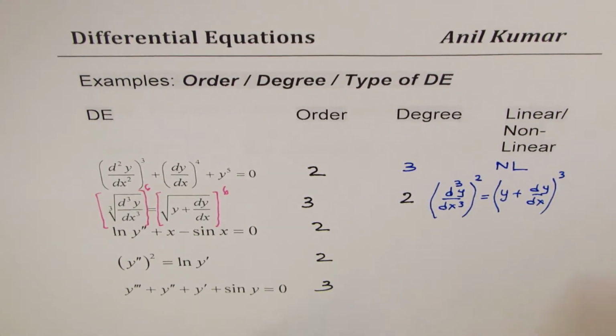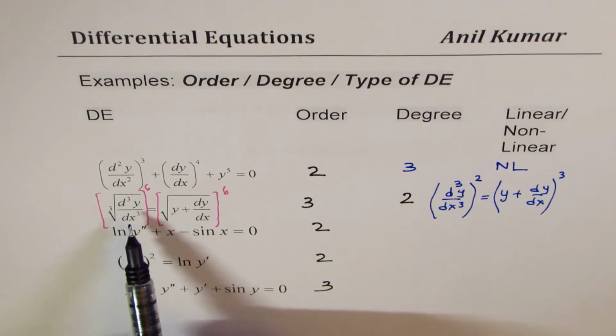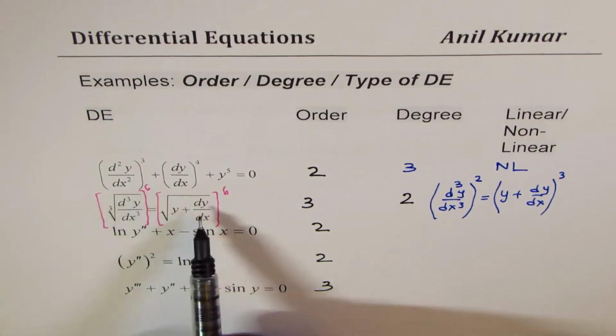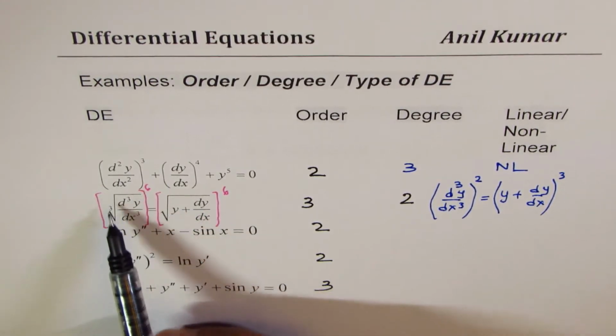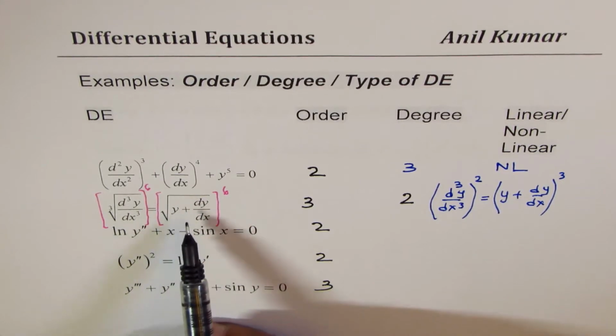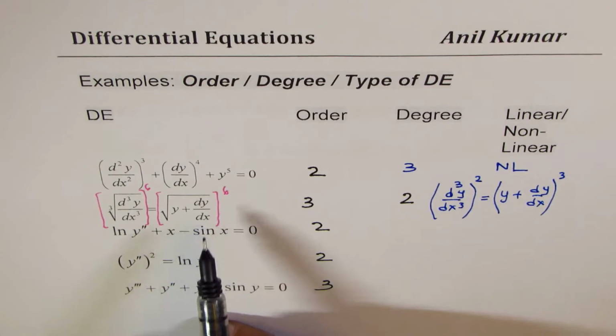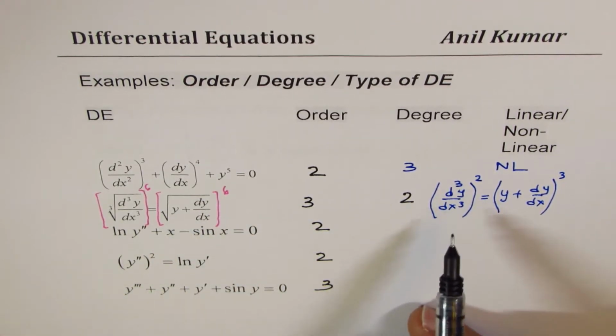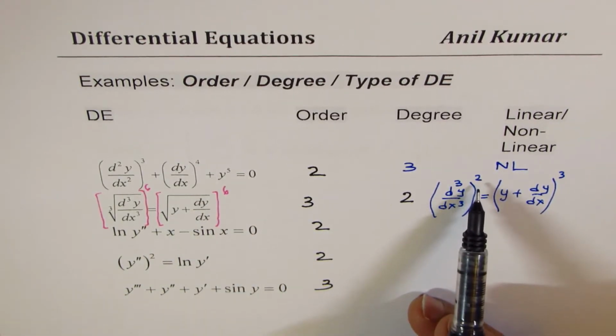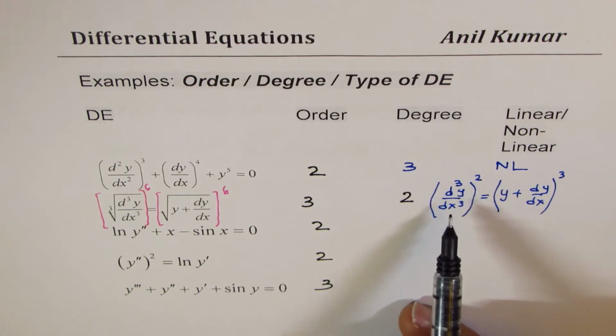You can actually pause the video and get back to this. We could take the 6th power on both sides, eliminating those radical signs, writing it as a polynomial in dy/dx. Then you can find the degree straight away by reading. The degree is 2, the power of the term with the highest order.